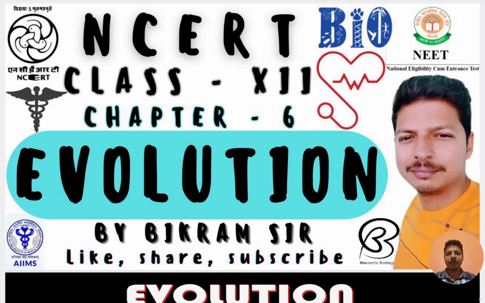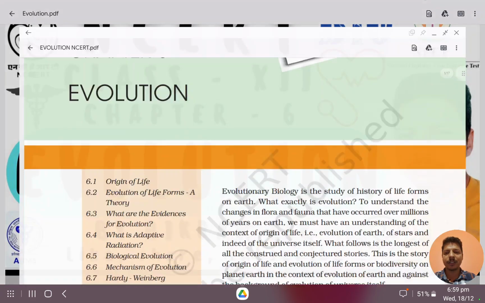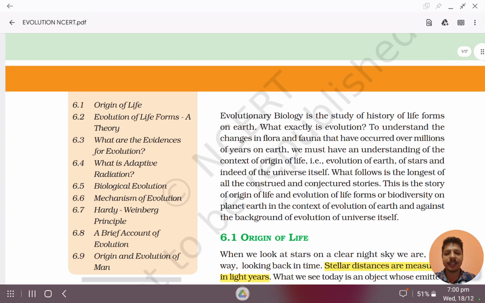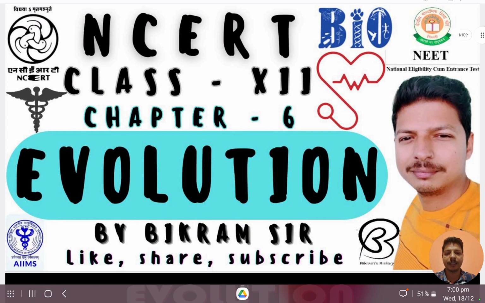Hello students, today I bring for you a new chapter and that is evolution, class 12th biology. In this chapter, we are going to cover all the important topics including origin of life, evolution of life forms, a theory, what are the evidences for evolution, what is adaptive radiation, biological evolution, mechanism of evolution, Hardy-Weinberg principle, a brief account of evolution, origin and evolution of man. So we will cover NCERT as well as this PDF. So let's start this chapter.